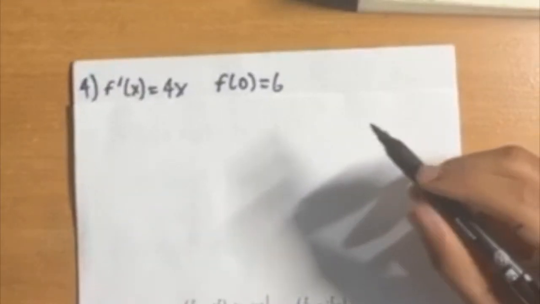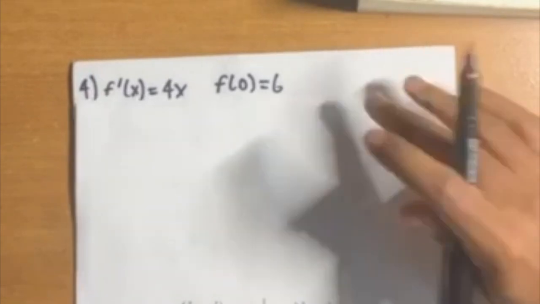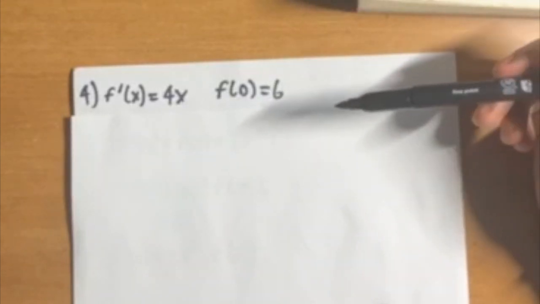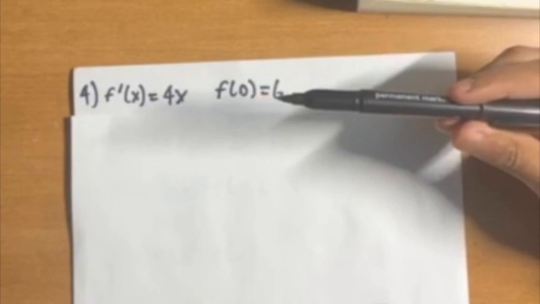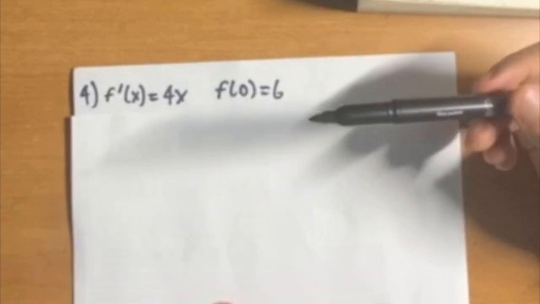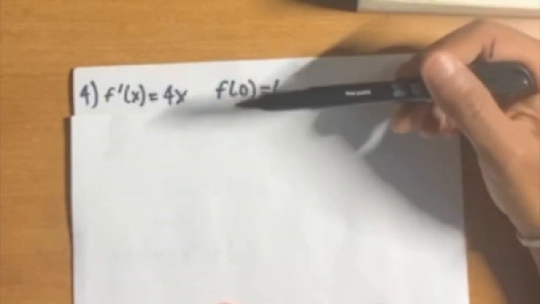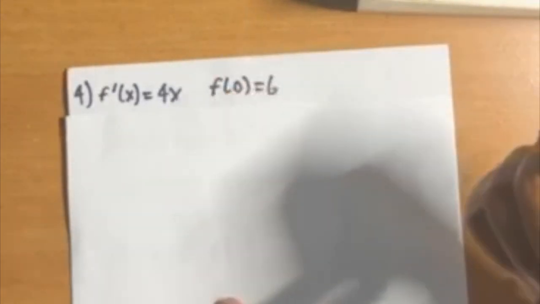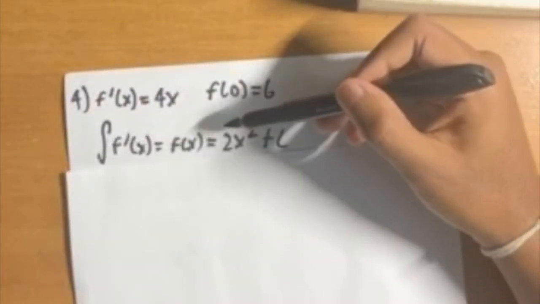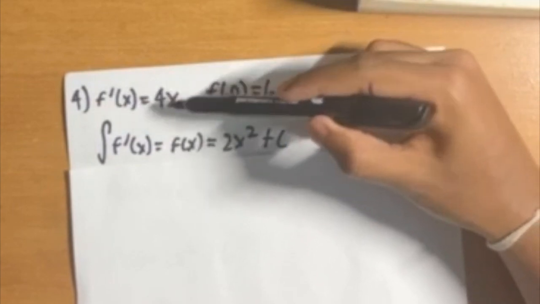This problem is a little bit unique in that it requires you to apply integrals. Here we have the differential equation f prime of x equals 4x, and we are given the particular solution f of 0 equals 6. As you can see, we are given f prime of x, and we want to find f of x. We do that by integrating f prime of x, since the integral of f prime of x equals f of x, which then equals the integral of 4x, which is 2x squared plus c.